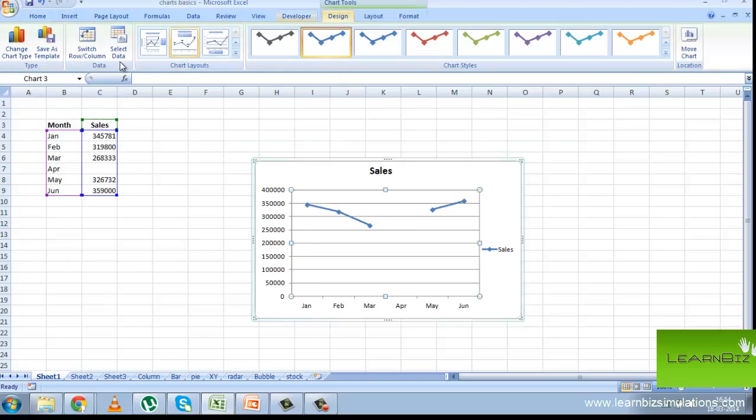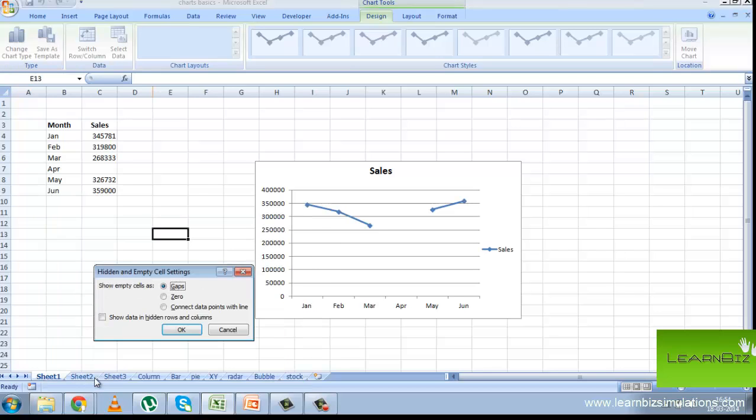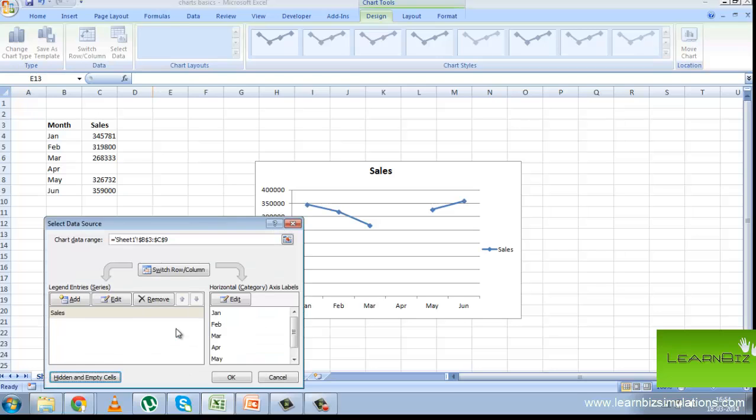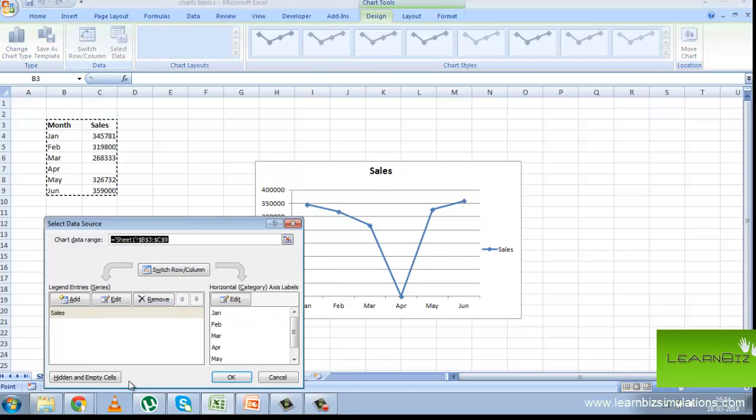Under chart tools, go to design and select data. On the left bottom, you can see a link that says hidden and empty cells. Click on that and here you can choose the option that you require. So right now it is a gap. Next we see what happens when we give it as a 0. As you can see, April month has been plotted with the value 0. And finally we look at interpolation.